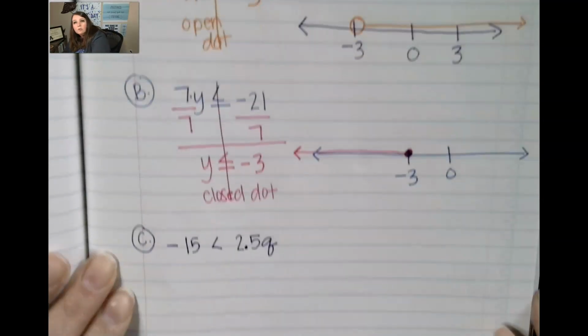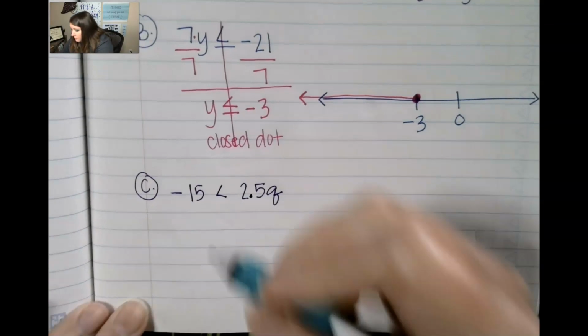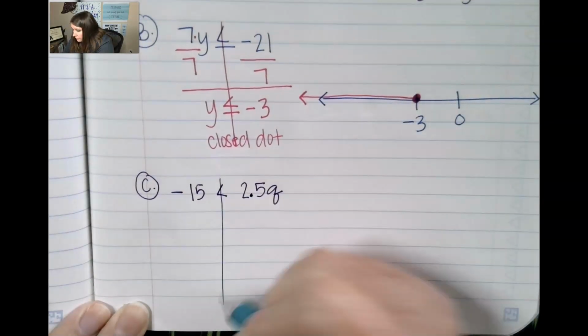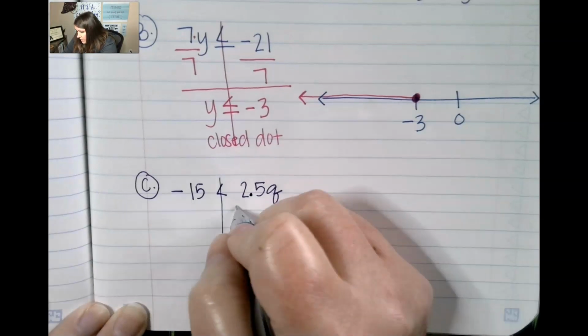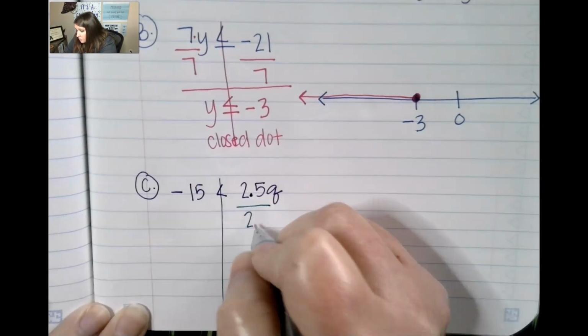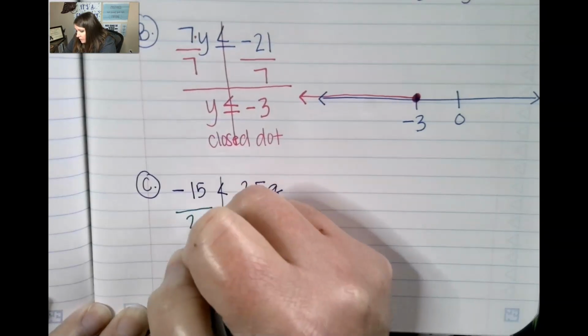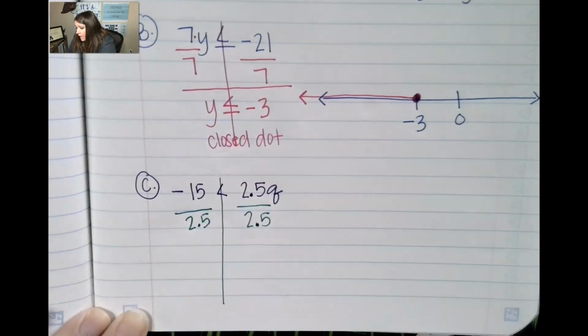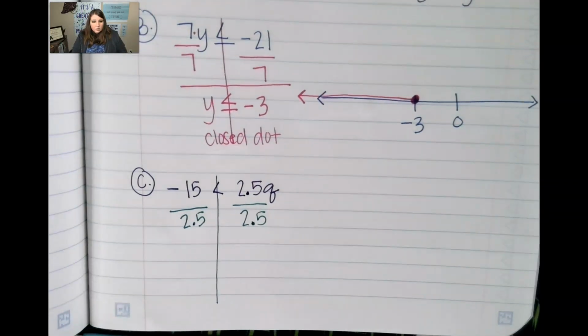Okay, so I'm going to go ahead and move this up so we can solve this problem. All right, I'm going to draw my line. Right now it's multiplying by 2.5, so to undo it, I'm going to divide by 2.5, and I'm going to divide by 2.5. Now, I'm just going to pull out my calculator here.